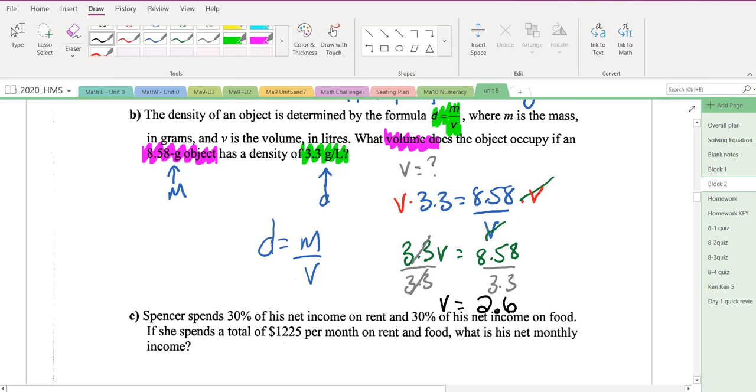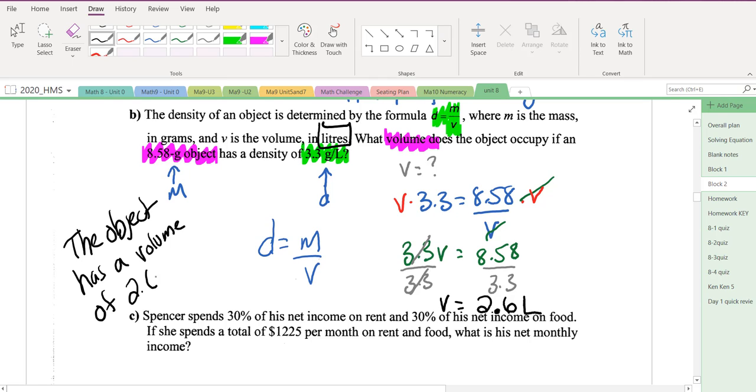Now, V stood for volume, and so that is a type of measurement. So that's going to have some units involved. So this number needs to have some units. What would that unit be? Yes, Theo? It would be liters. Liters, because they give us that in the question. They say volume is measured in liters, right? So since it's a word question, we can give a little statement. The object has a volume of 2.6 liters.